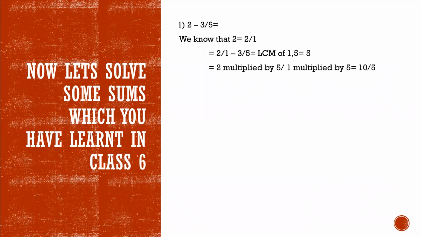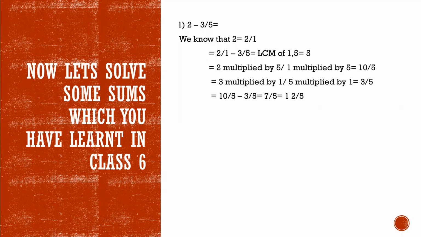So 2 multiplied by 5 by 1 multiplied by 5 is equal to 10 by 5. And it's the same here, 3 multiplied by 1 and 5 multiplied by 1 is equal to 3 by 5. 10 by 5 minus 3 by 5 is equal to 7 by 5, and in mixed fraction it can be written as 1 2 by 5.